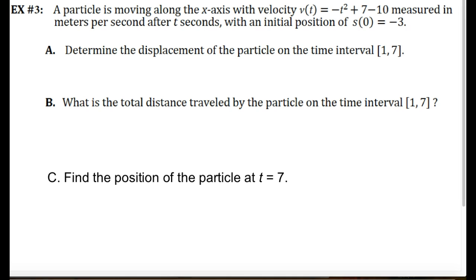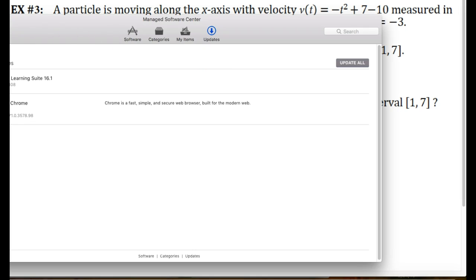All right. So let's take a look at the next one. And I added a part C onto here just so we can talk about that initial idea. So here, if we are determining displacement of the particle, remember displacement is just where we are relative to where we started. So given a velocity function, and if I want to determine displacement over the interval 1 to 7, I'm just going to find the integral from 1 to 7 of my velocity function. So of negative t squared plus 7 minus 10 dt. Remember, don't forget your dt.